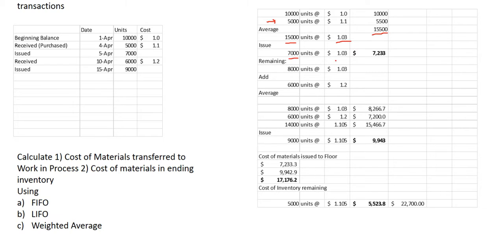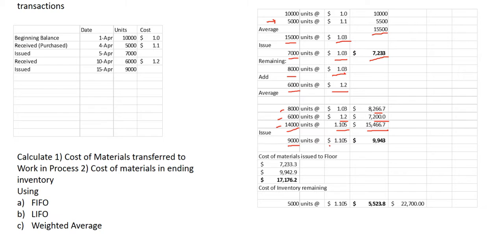Now we issue 7,000 units at 1.03. Multiply 7,000 by 1.03 and that will give you the cost of issuing 7,000 units. We have 8,000 units remaining at 1.03, and we are adding 6,000 units at 1.2. The number of units is 8,000 plus 6,000, so 14,000. Now 8,000 at 1.03 is 8,266.7, and 6,000 units at 1.2 is 7,200. The total is 15,466. Over 14,000 units, the average is 15,466 divided by 14,000, or 1.105.